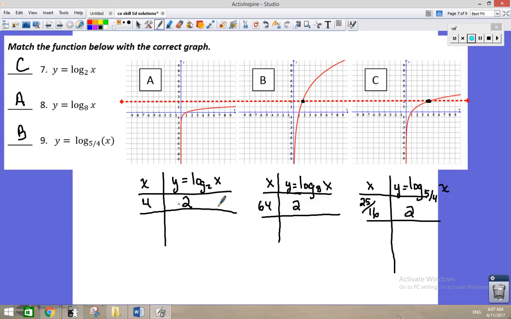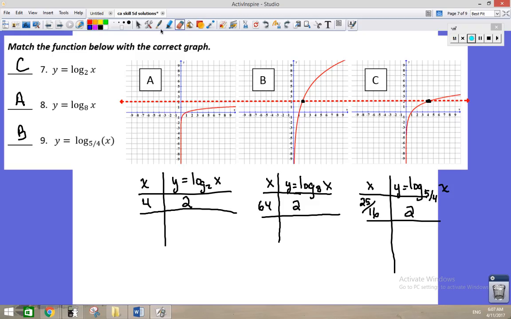Now, this was just for illustration purposes to show you how to initially think about how to match these graphs, but this is not how I do it when I was doing the homework solutions. I just look at the size of the base, and the larger the base, the more it hugs the x-axis.